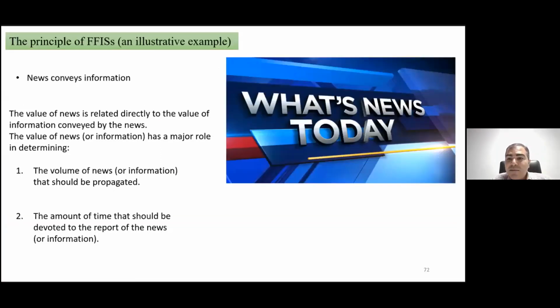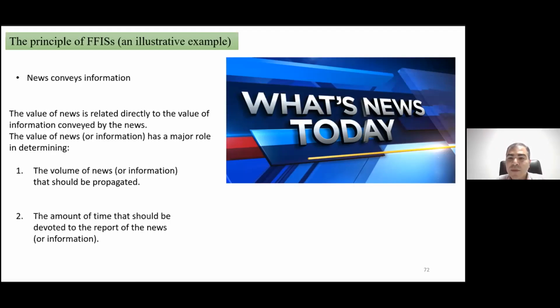As another example, let's take a look at the propagation and report of news in media. In everyday life, we receive a lot of news and information from radio, television, newspapers, and generally from media. This news conveys information. The value of news is related directly to the value of information conveyed by the news. The value of news or information has a major role in determining the volume of news that should be propagated and the amount of time that should be devoted to the report of the news.